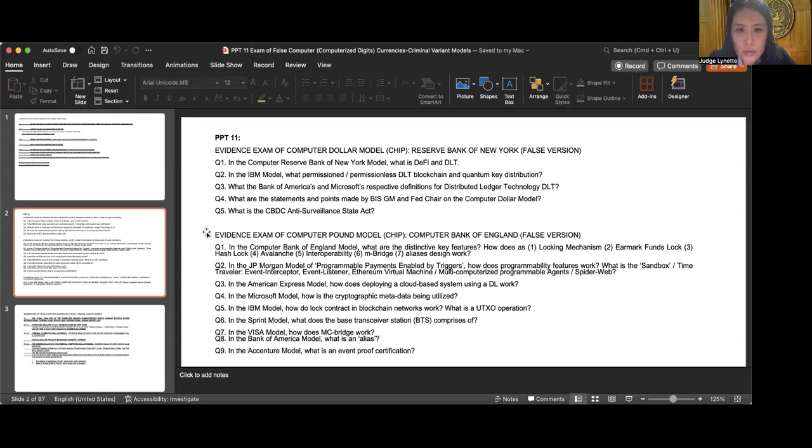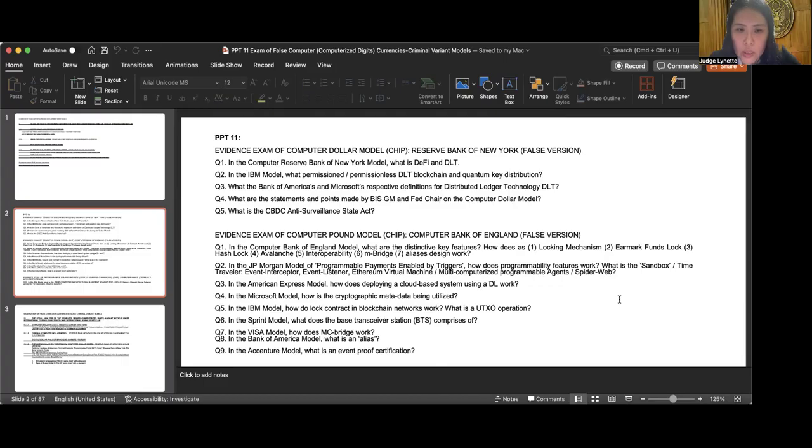Okay, and then the next point under PowerPoint 11, in the Computer Bank of England model, what are the respective key features? How do the locking mechanism, earmark funds lock, hash lock, avalanche, interoperability, and bridge alliances design work? Question 2, in JP Morgan's model of programmable payments enabled by triggers, how do the programmable features work? What is the sandbox?